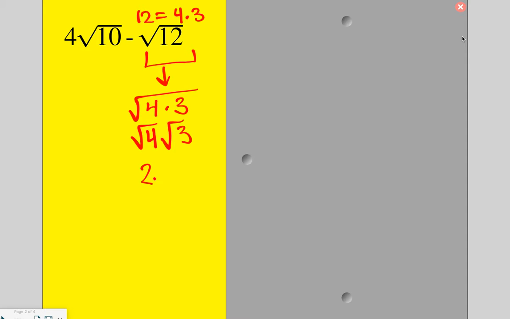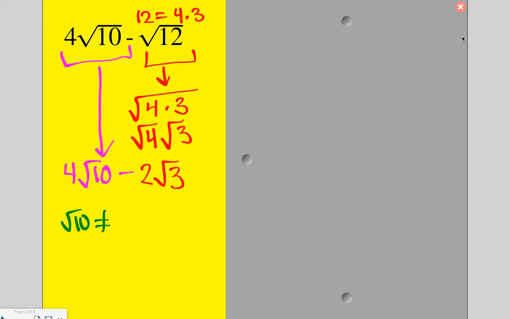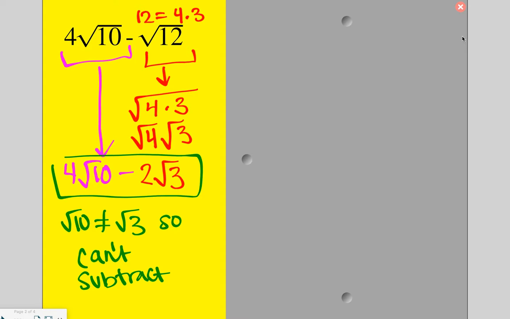Square root of 4 is 2, so we have 2 square roots of 3. Now let's bring down our other piece. Can't forget that's what we were doing this whole time. So we have 4 square roots of 10 minus 2 square roots of 3. Well, if we look, square root of 3 and square root of 10 are not the same. So square root of 10 is not equal to square root of 3. So we can't subtract. So this is our final answer.